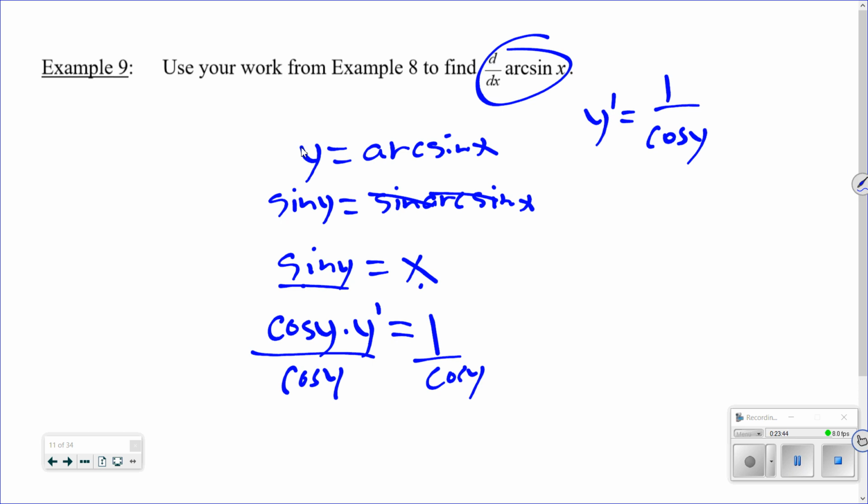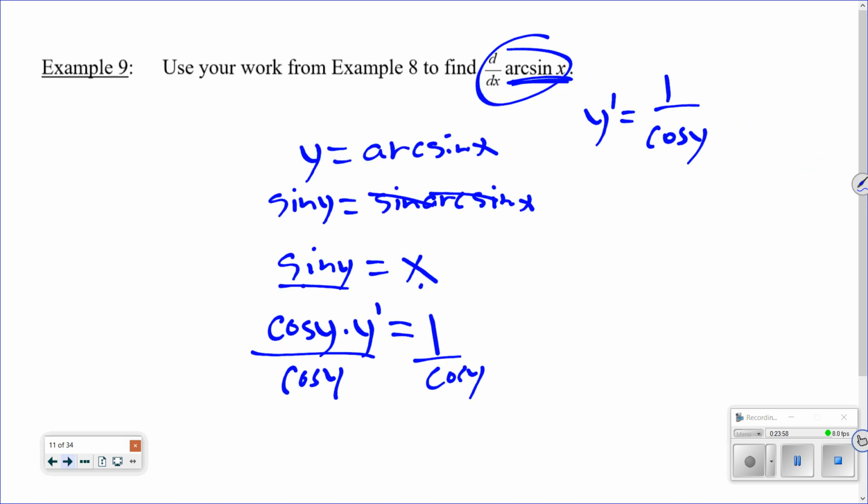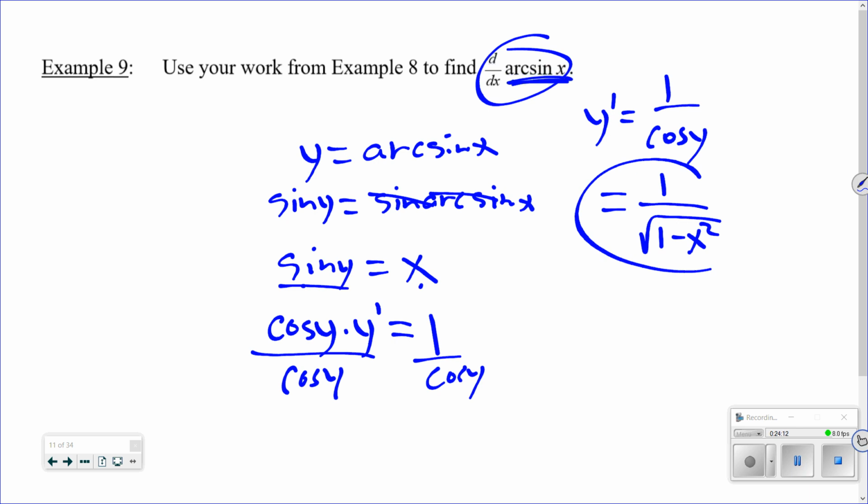Well, the problem with that is I don't want things in terms of y. I want things in terms of x. Hey, this is why we did that last problem. Go back and look at 8. We just said the cosine of y is equal to the square root of 1 minus x squared. So come back to here. I'm going to write that my final answer is 1 over this. I'm going to replace the cosine of y with the square root of 1 minus x squared. Okay, this is your derivative, and that's where it comes from.